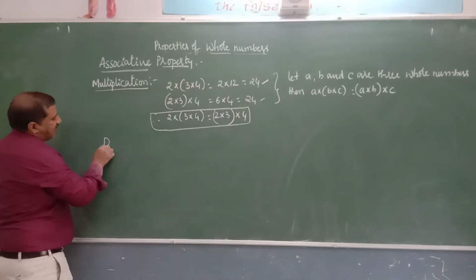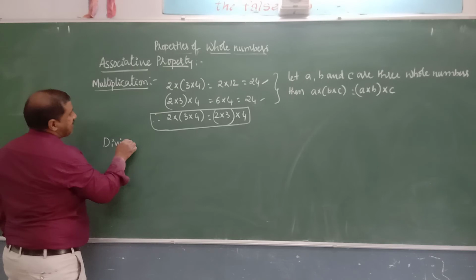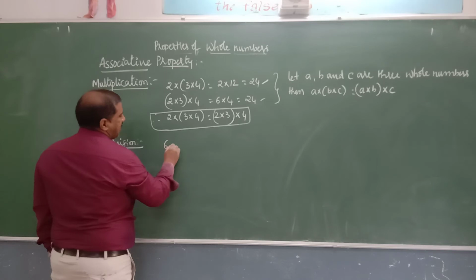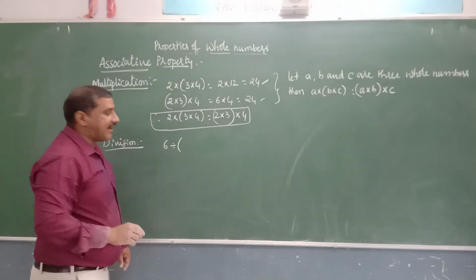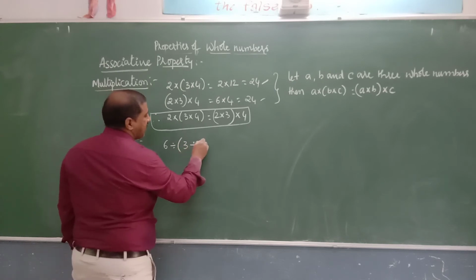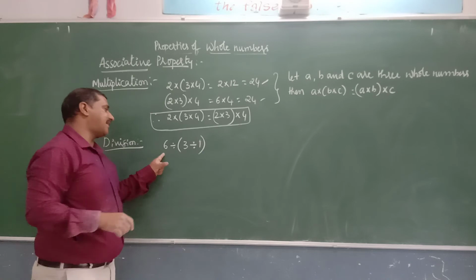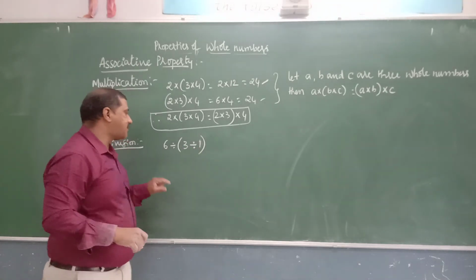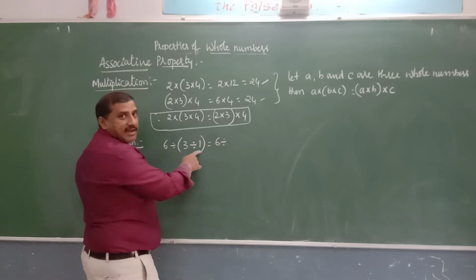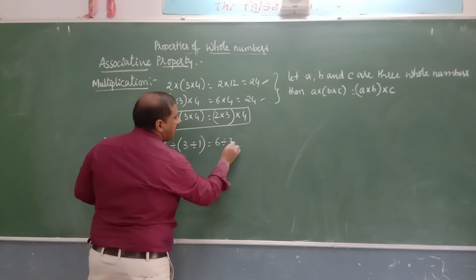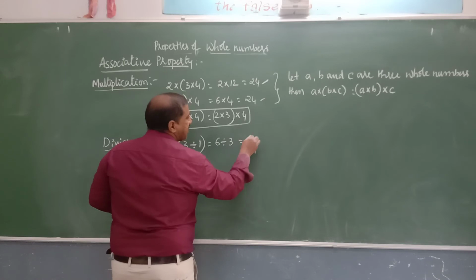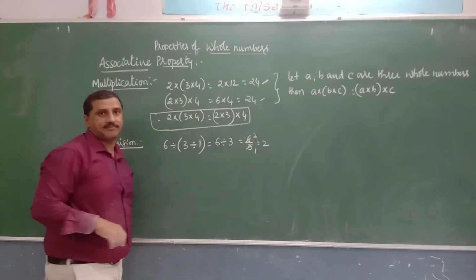So under division we will discuss with an example. Let the three whole numbers be 6 divided by (3 divided by 1). Here 6, 3 and 1 are three whole numbers. First you simplify this. When we divide 3 by 1, what do we get as the quotient? 3. Now when we divide 6 by 3, 3 ones are 3, 3 twos are 6, so we got 2 as the quotient.